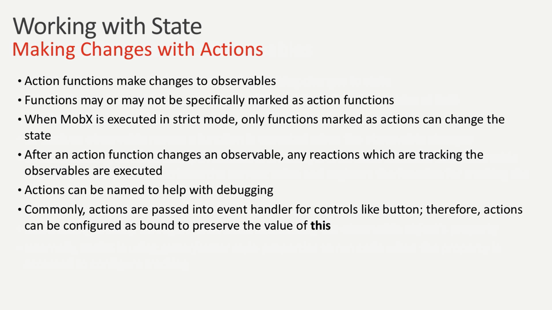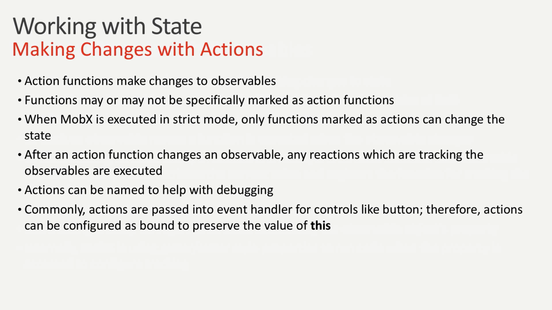To make changes to the state, action functions are going to be used to make changes to the observables. Now the functions may or may not be specifically marked as action functions, although if you're running it in strict mode, they have to be marked as action functions. But an action function changes an observable, and then any reactions which are being tracked on those observables are then executed. So any of the other pieces of code that use that observable, and as a result of using it, registered themselves as being interested in the actual output from the changes, all of those functions will be executed, updating those things that are paying attention to it.